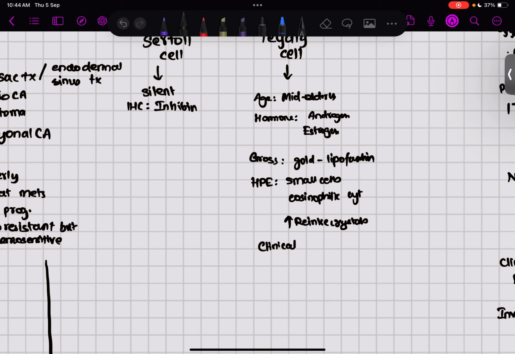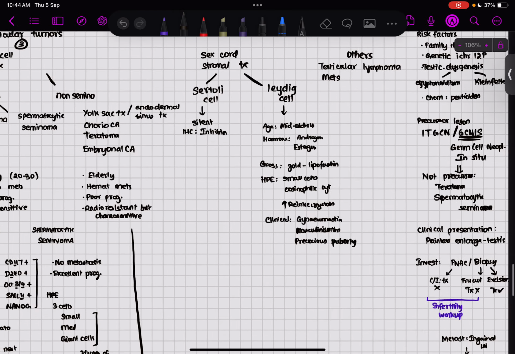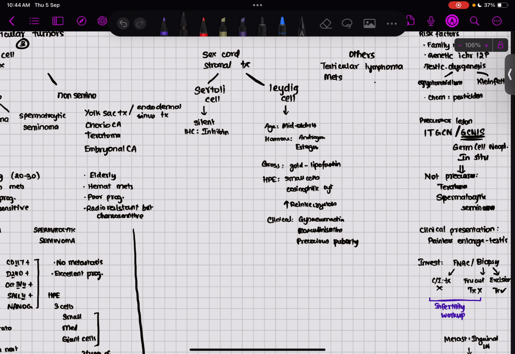Clinical features are gynecomastia, masculinization, and precocious puberty. And the sex cord tumors are over.